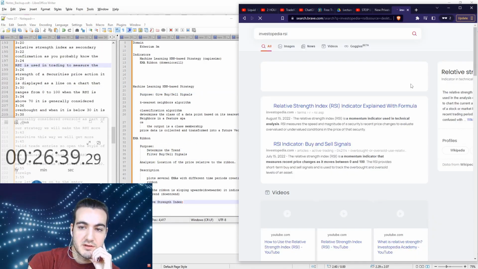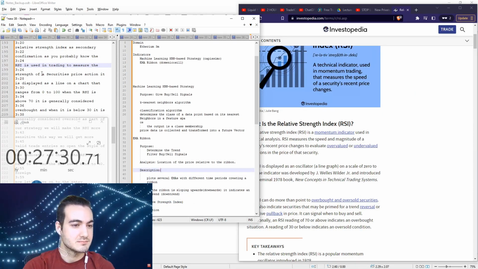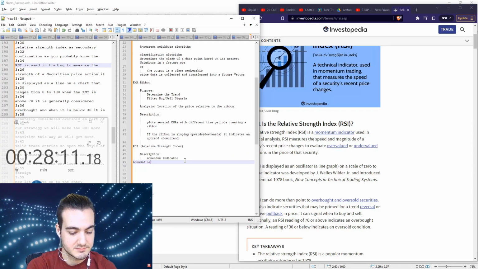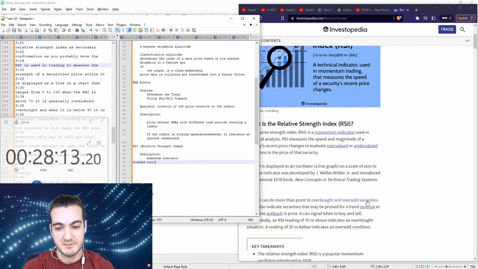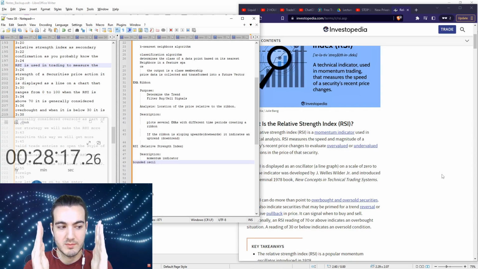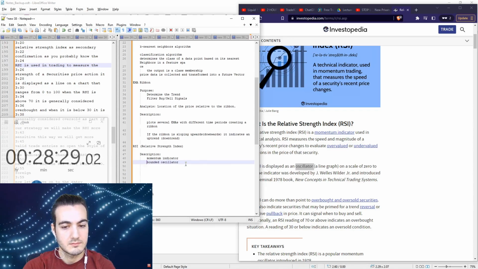Let's just do a quick recap of the RSI. The RSI is a bounded oscillator because its values are bounded within 0 and 100, and it oscillates between them.